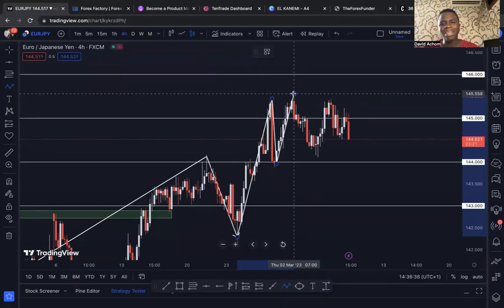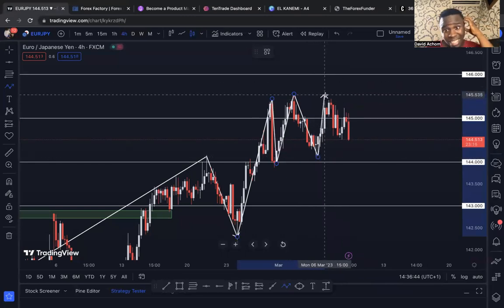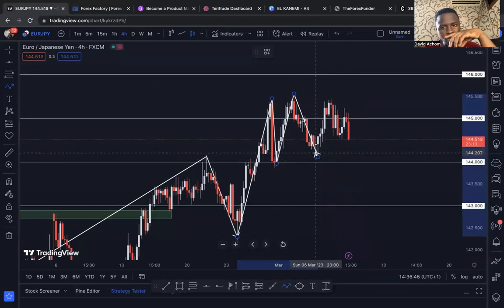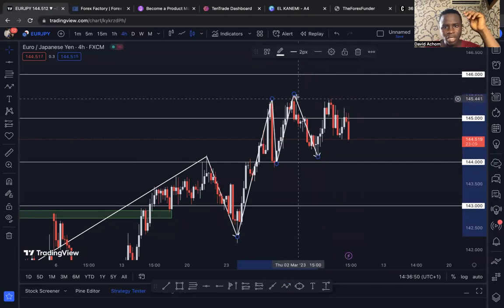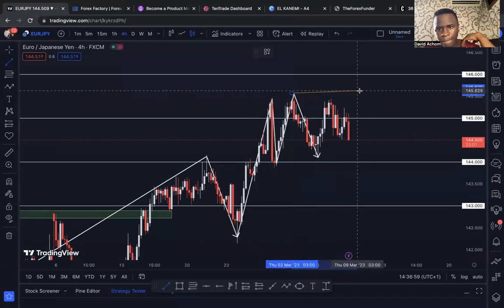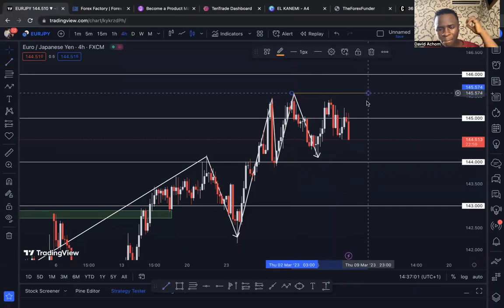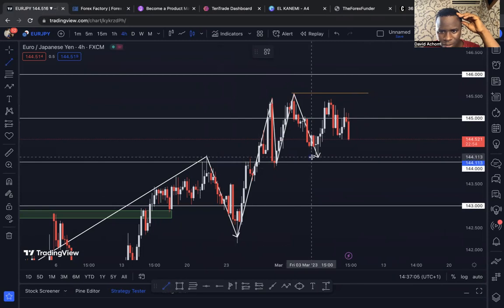Now see, after this high, we had a new low formed. And after this low, we have not seen any high, neither have we seen any low. So this is the only high we have, and this is the only low we have to consider right here. See, guys, follow me.